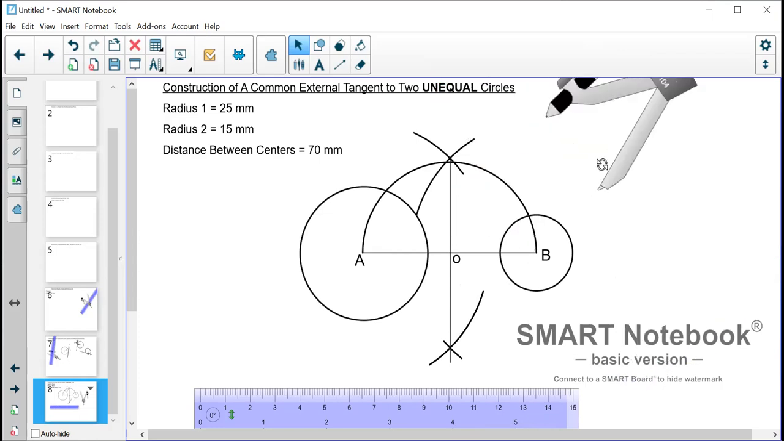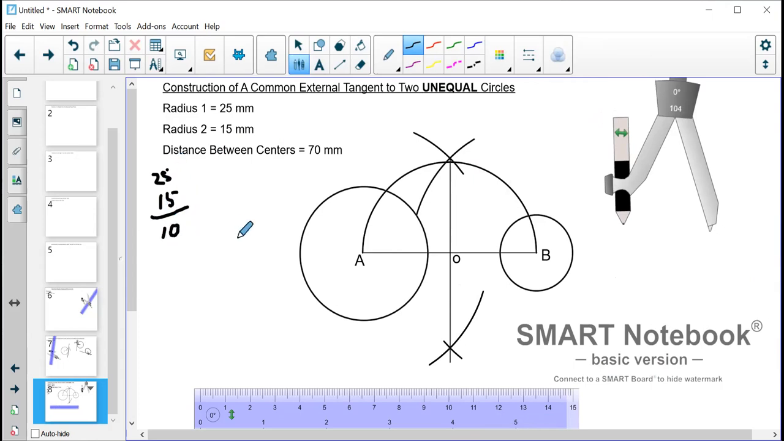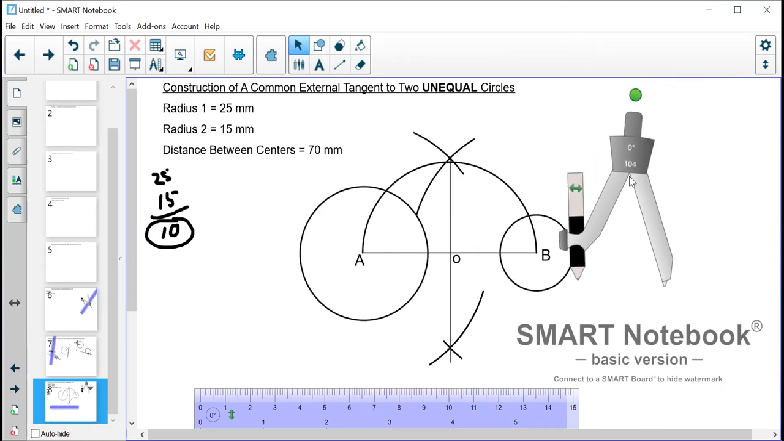Good. Now that we're here, what we want to do next is find the difference between the two circles. In other words, we subtract 15 from 25. We find the difference between the two, and that will give us 10. So a point to note: when we construct an external tangent, we subtract. Why do we subtract? Because we want to have another circle, which is the difference between the two. And in this case, in terms of a number, the difference is 10.